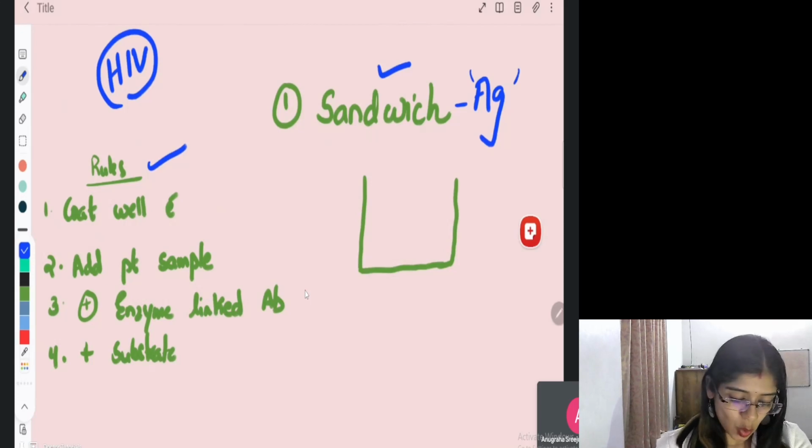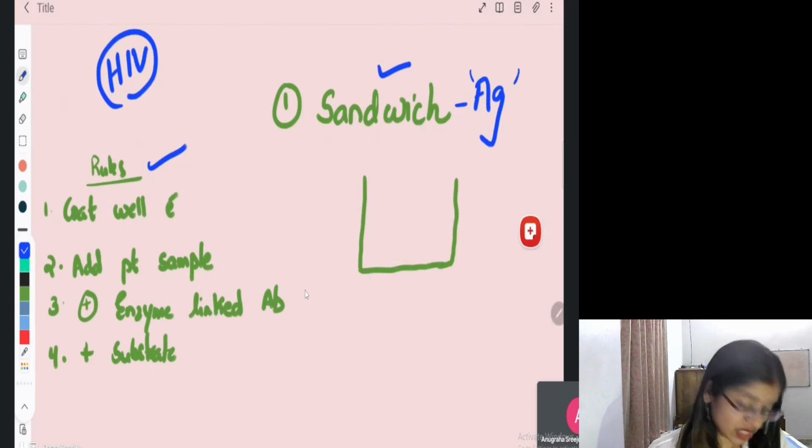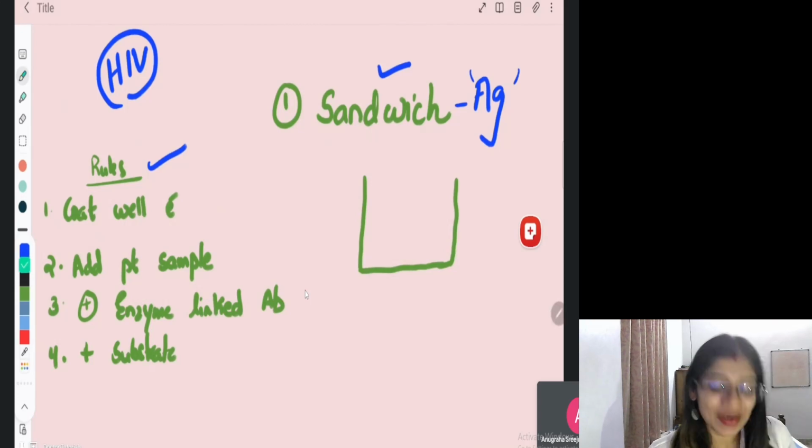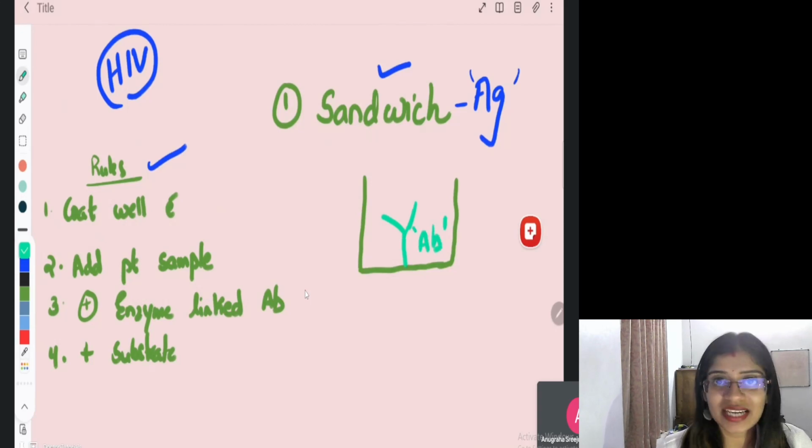Okay. So yeah, the first step is what? You are going to find antigen. What will you coat the well with? Yeah, you will coat the well with antibodies of HIV. First step. Clear? Okay.